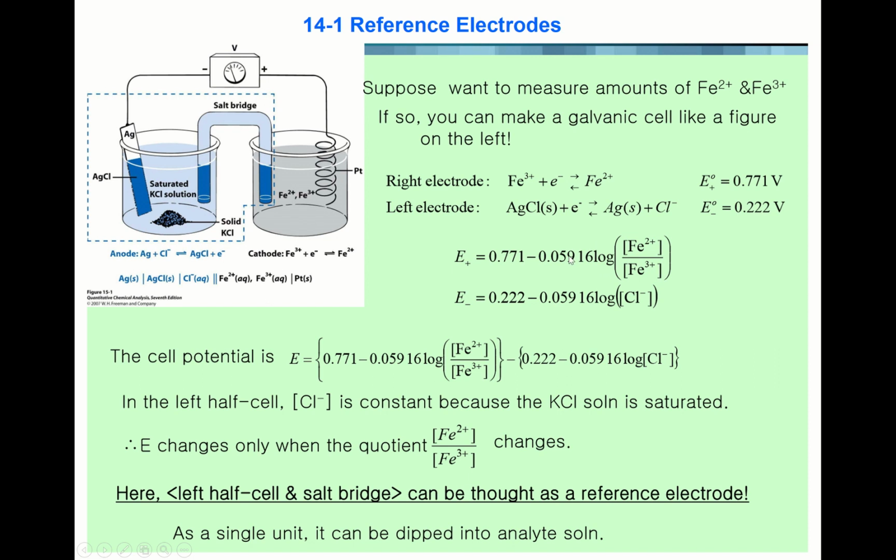In the meantime, the left-hand electrode reaction is this one. Silver chloride accepts one electron to become silver solid and chloride ion. The standard reduction potential is 0.222 volt. And also we can write the Nernst equation for this one. E minus is 0.222 minus 0.05916 log of chloride ion here. So this silver electrode potential only depends on the chloride ion concentration.